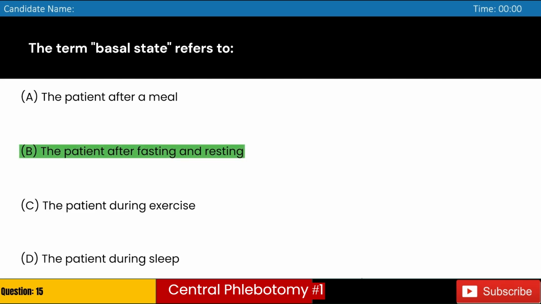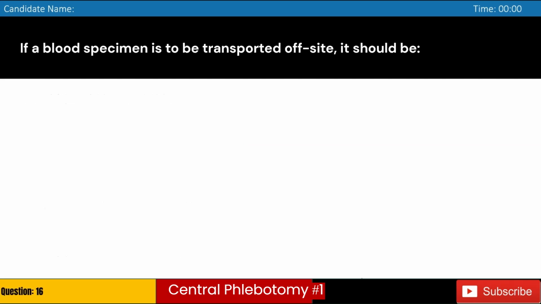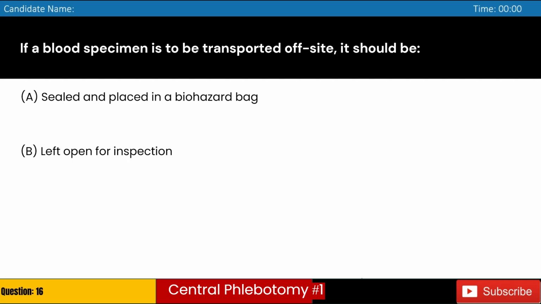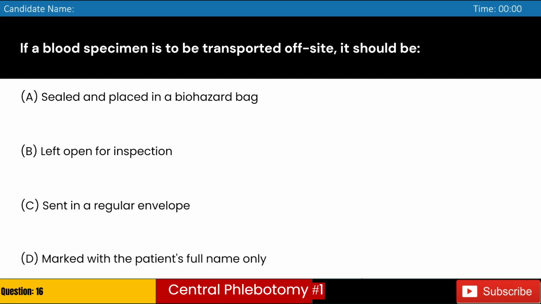Answer B. Basal state refers to the patient's condition after fasting and resting, usually 12 hours. If a blood specimen is to be transported off-site, it should be: A. Sealed and placed in a biohazard bag. B. Left open for inspection. C. Sent in a regular envelope. D. Marked with the patient's full name only. Answer A. Blood specimens should be sealed and placed in a biohazard bag for safe transport.